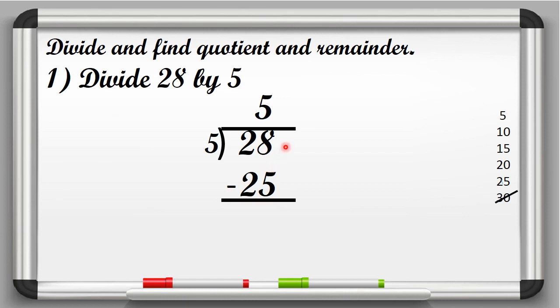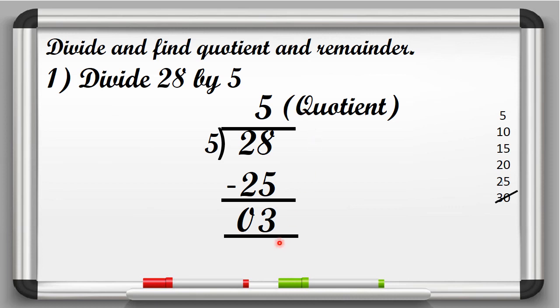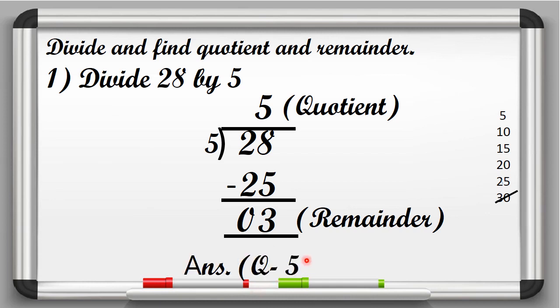Now from ones place we will start. 8 minus 5, and that is equal to 3. And 2 minus 2 is equal to 0. So in this question 5 is the quotient, so here we will write quotient, and 3 is the remainder. Now we have to write its answer. Q 5, okay, and R 3.